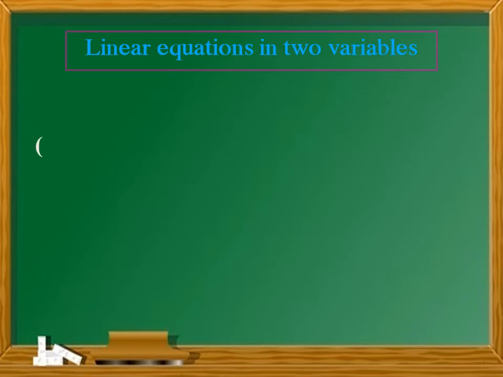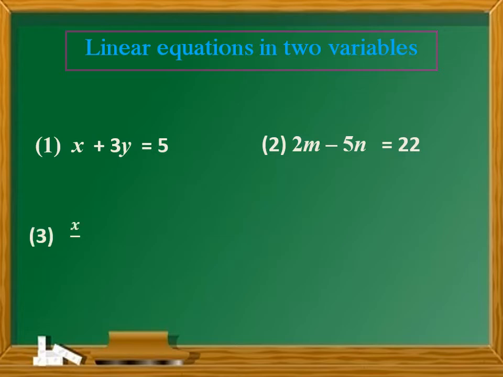The first equation is x plus 3y is equal to 5. The second equation is 2m minus 5n is equal to 22. The third equation is x upon 3 plus 7y is equal to 2. And the fourth equation is 2p minus q is equal to 4 upon 9.